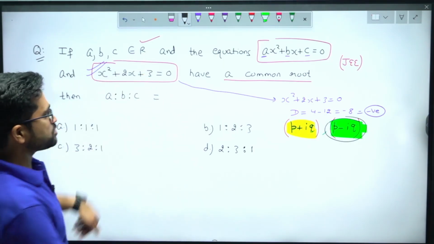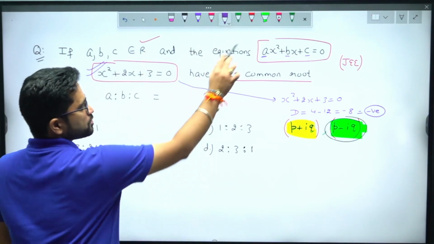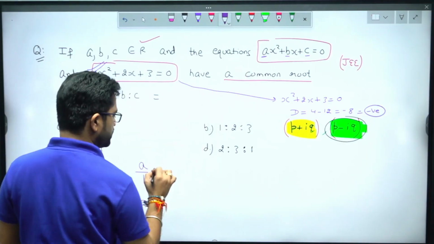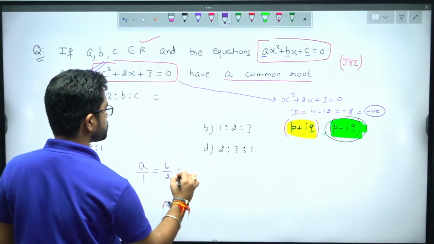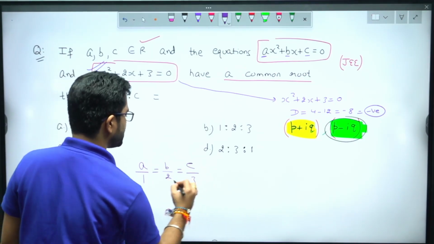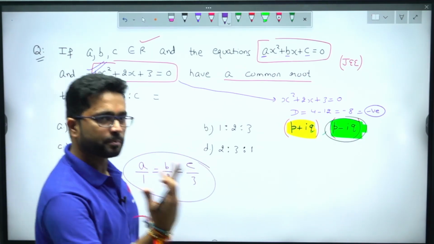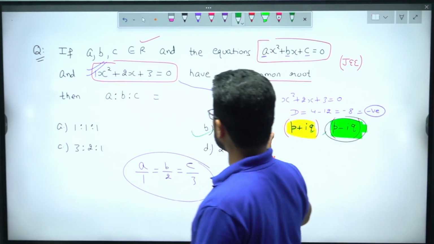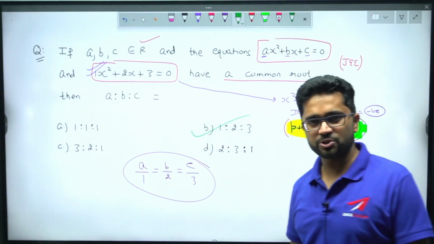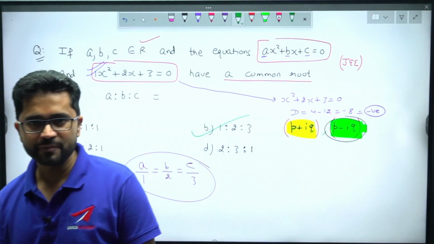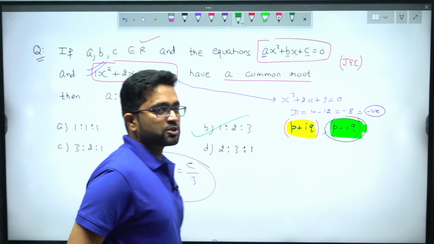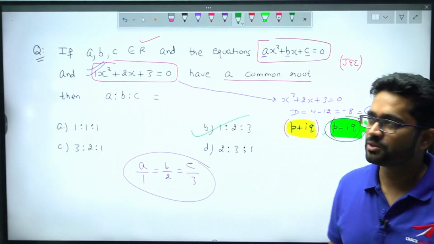So if these two equations have both roots common, then a by 1 has to be equal to b by 2, which has to be equal to c by 3. So what should be the ratio a : b : c? Yes, it is there as option B. So this was the tricky question in JEE. Please note it down, a very, very beautiful question. Indirectly, it was two common roots, though they were giving a single common root.